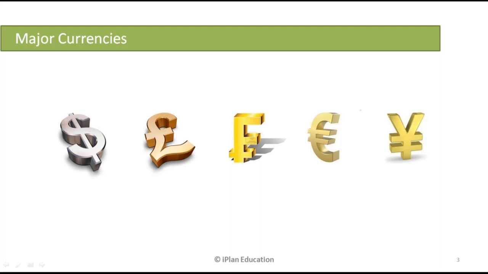Now, currencies are divided into broadly three categories. One is major currency, then you have minor currency, and then you have exotics. Major currencies are normally the dollar, the pound, the Swiss franc, the euro, the yen. In fact, you also have the Australian dollar and the Canadian dollar. These are normally major currencies.